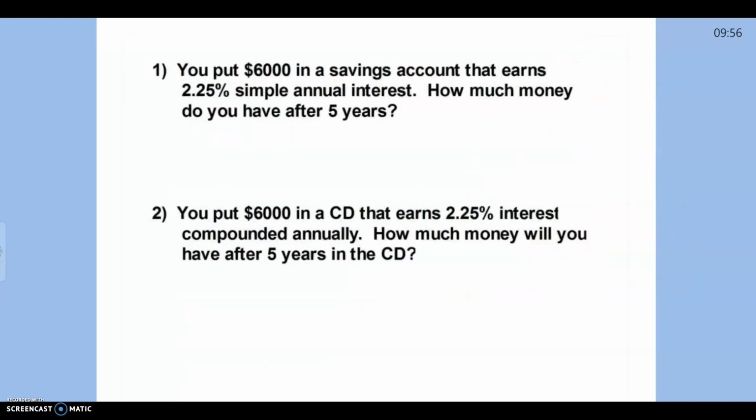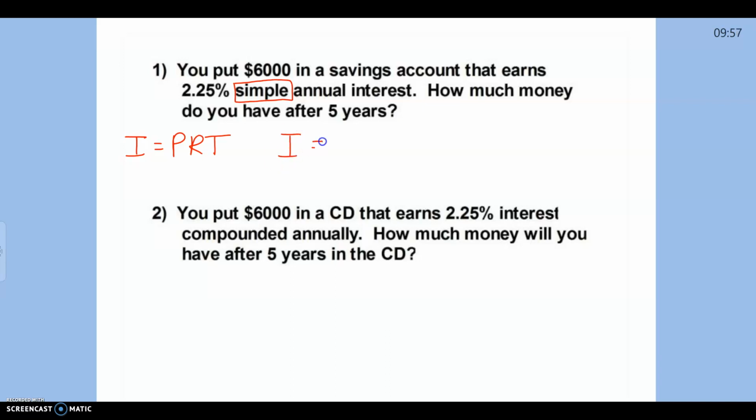So here's our first problem. It says, you put $6,000 in a savings account that earns 2.25% simple annual interest. How much money do you have after 5 years? Here's the key word, simple. Okay, if you see the word simple, that means we're going to use I equals PRT. Okay, automatically, the word simple means use this formula.